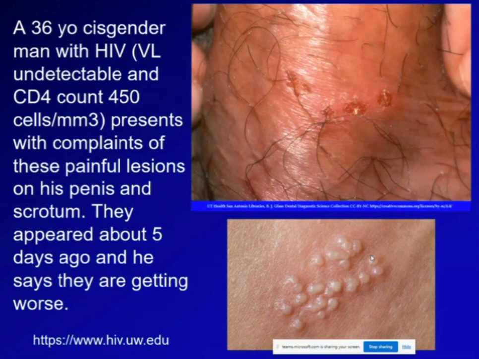All right, you can take this one. Sure. 36-year-old cisgender man with HIV, viral load undetectable, and CD4 count 450, with complaints of painful lesions on his penis and scrotum. They appeared about 5 days ago, and he says they're getting worse. What do you think's going on here?